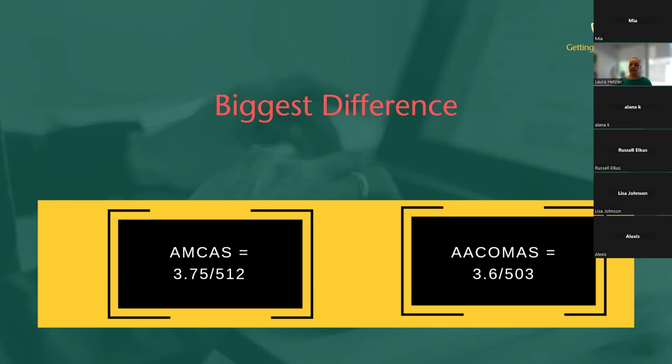GPAs for our successful candidates, MD versus DO, are around the same. So nationally, we're at a 3.75 overall and about a 3.7 in the sciences for AMCAS with that 512 MCAT. ACOMAS is around a 3.6 overall with a slightly lower, like 3.5 science for ACOMAS, but that 503 MCAT score is significantly lower than the 512. We really cannot stress enough how important that is.